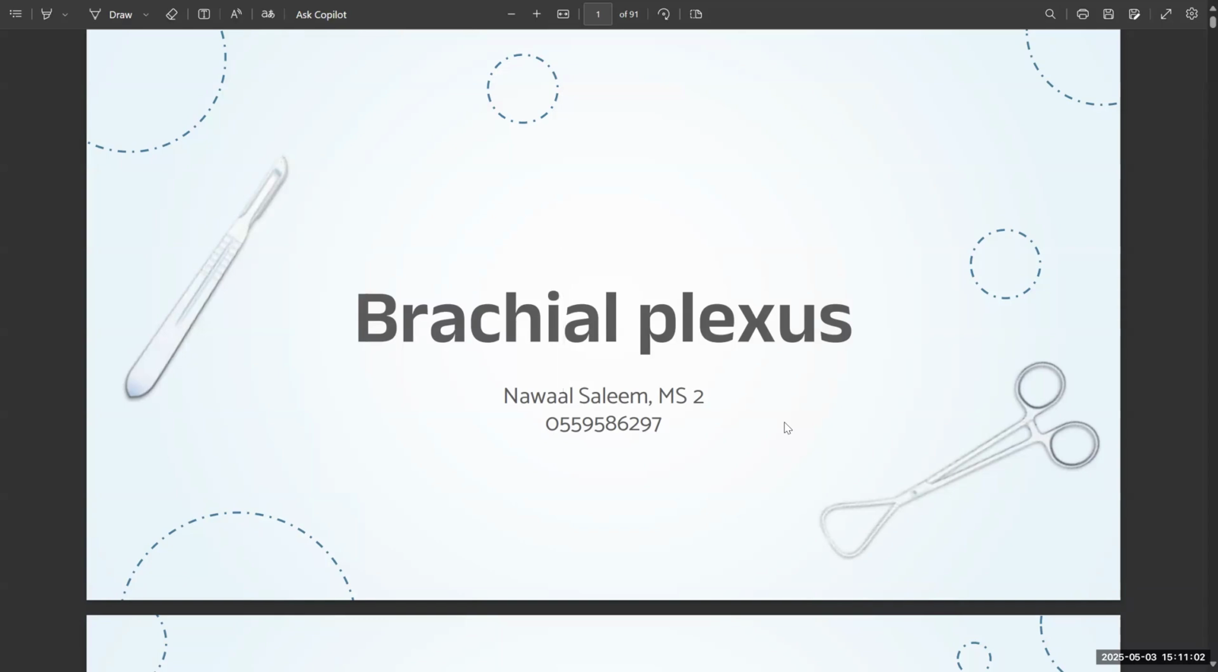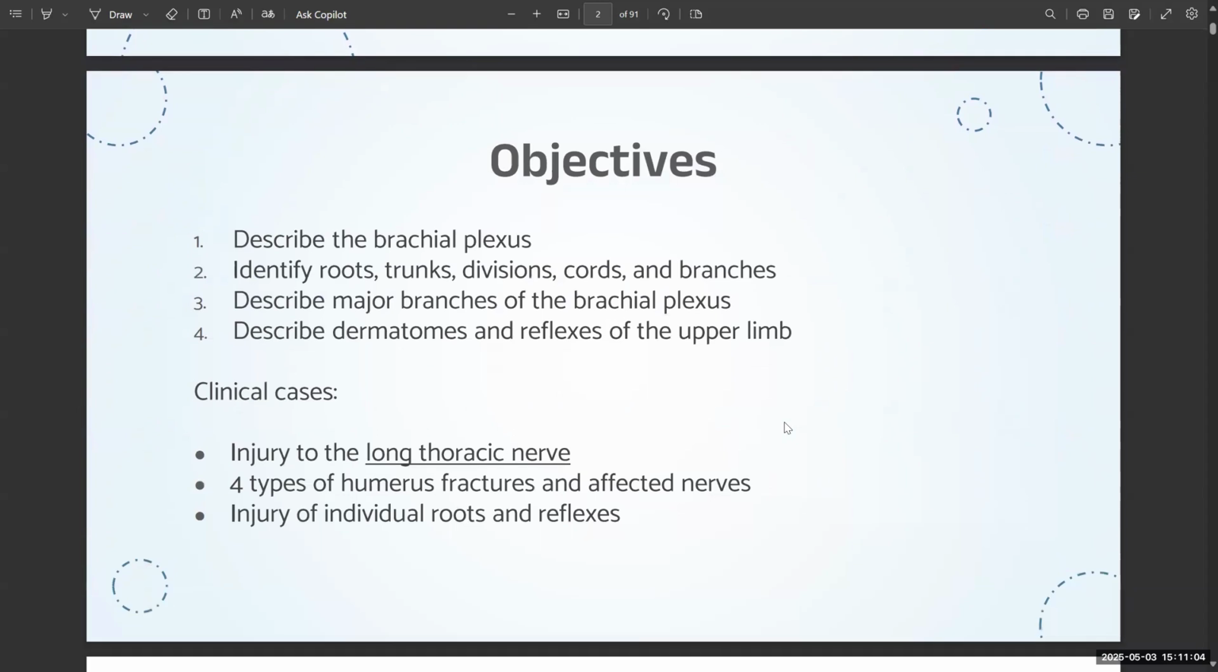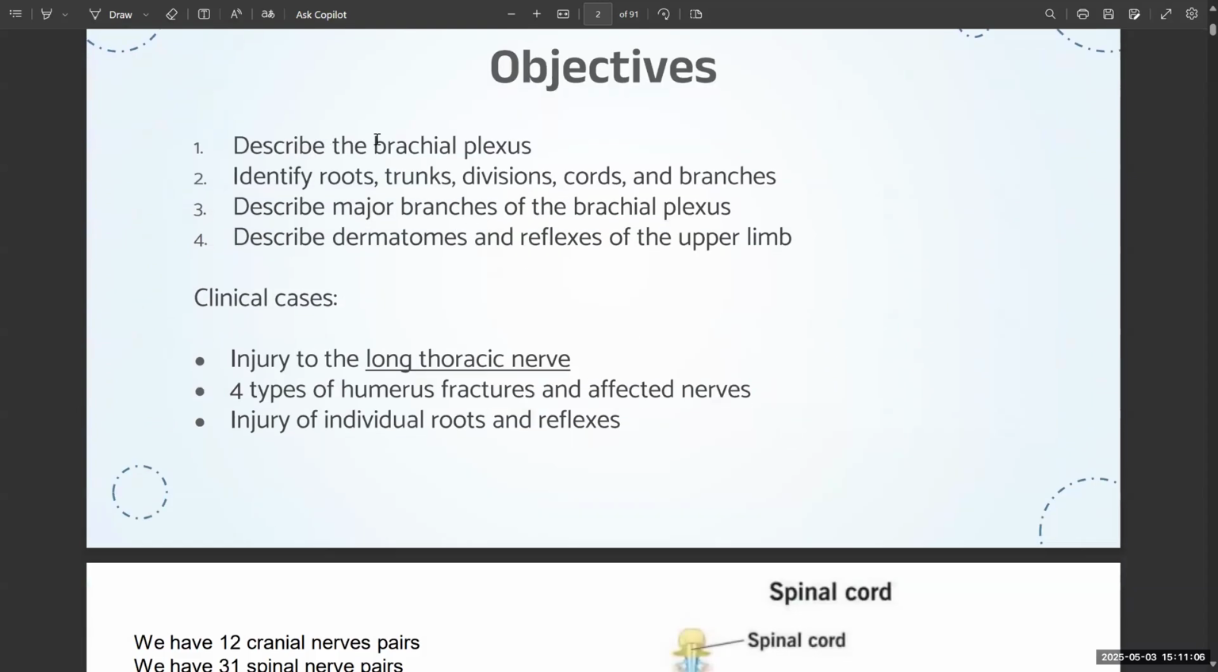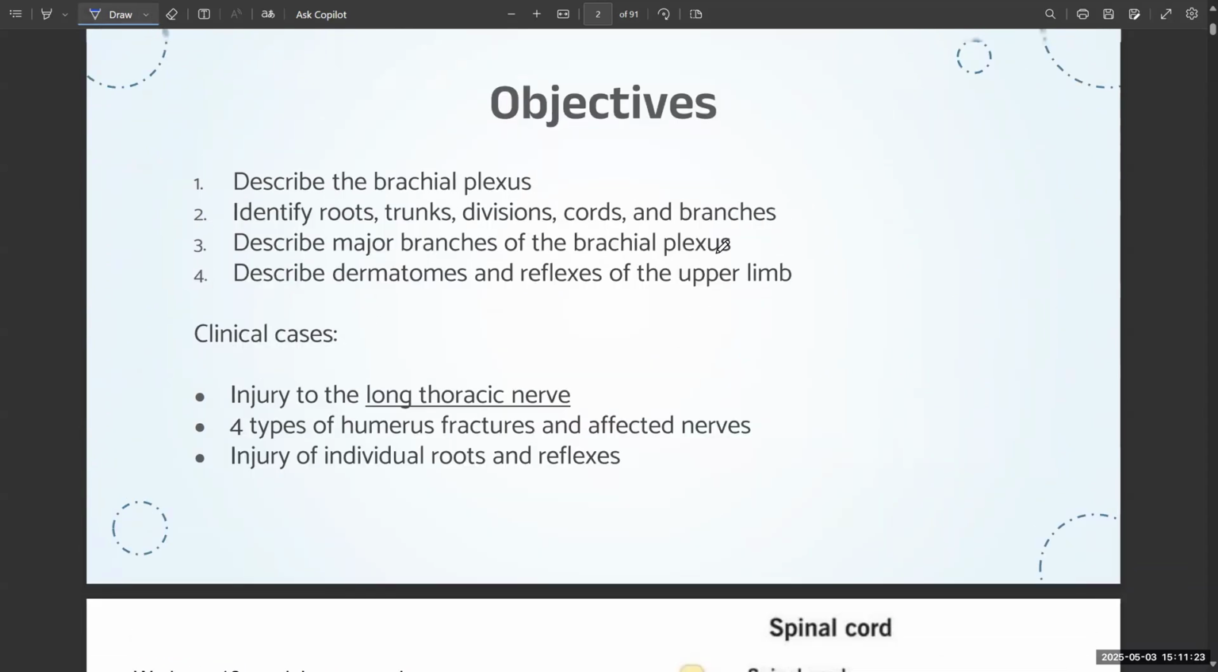Okay, so focus. Let's start with the objectives. Describe the brachial plexus, identify the roots, trunks, divisions, cords, and branches. Describe the major branches of the brachial plexus, and then describe dermatomes and reflexes of the upper limb. Now, the dermatomes and the reflexes are like a small objective, so don't worry about that.